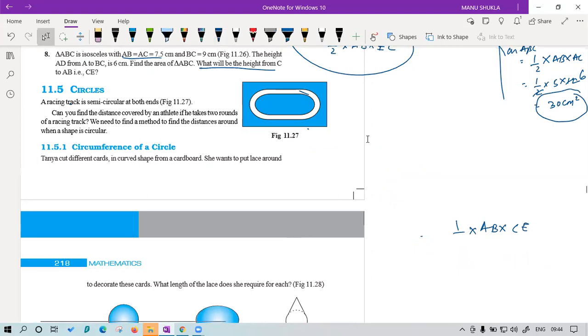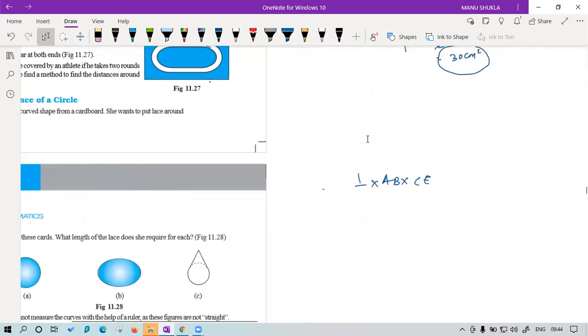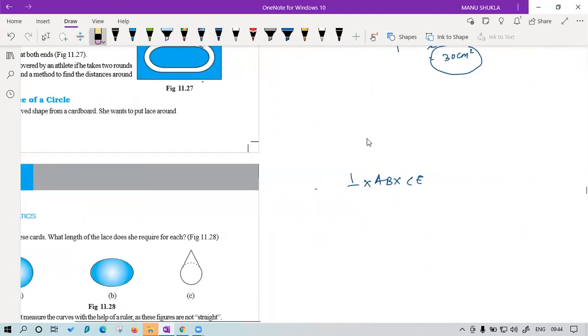Class, if you have studied circles in class 6th also, you must be knowing some basic formulas of circle. First of all, can you define circles to me? What do you mean by a circle? Class, can you define a circle to me?